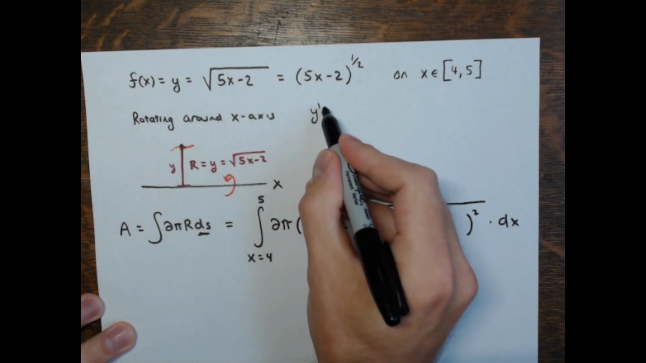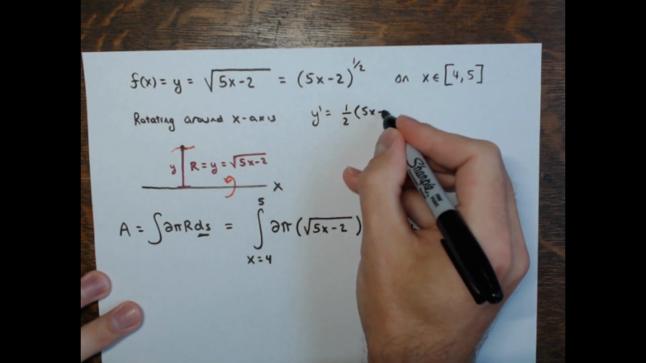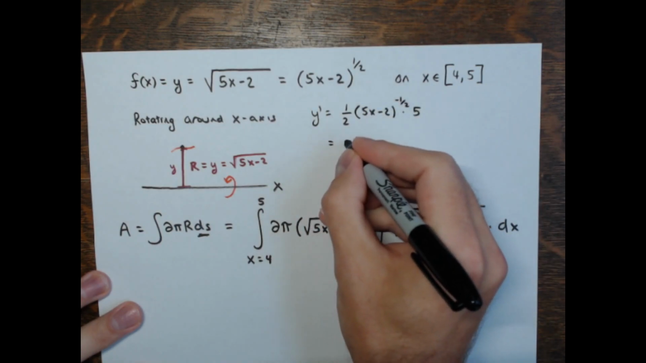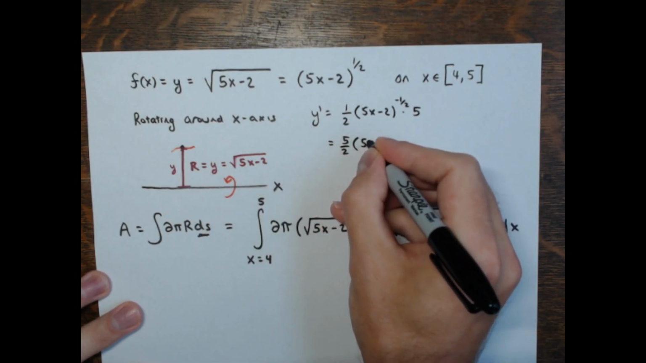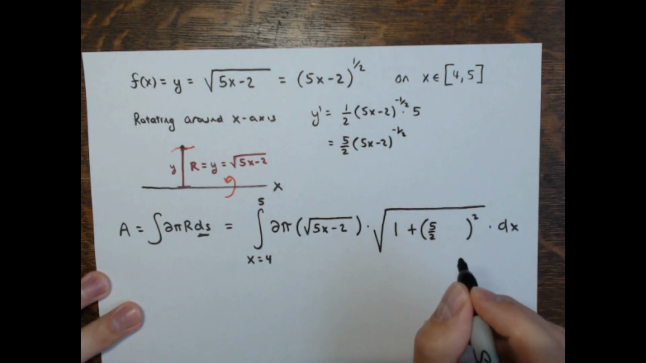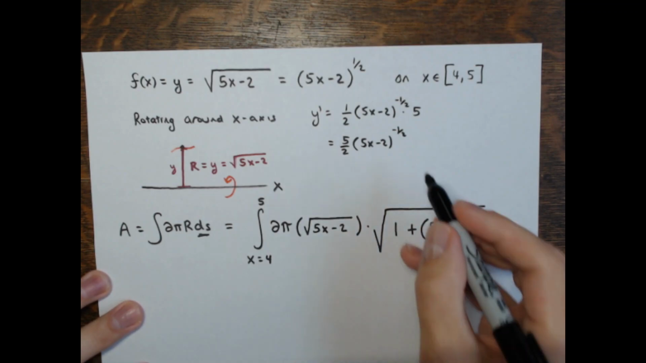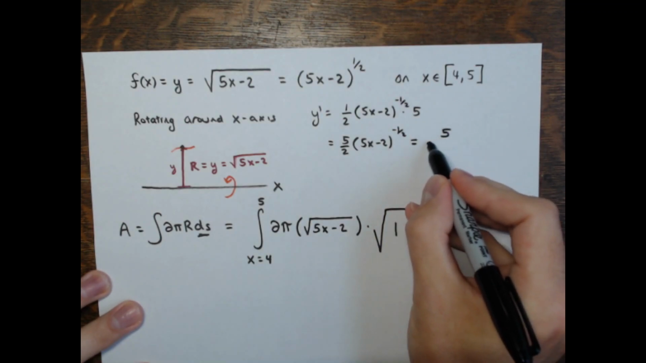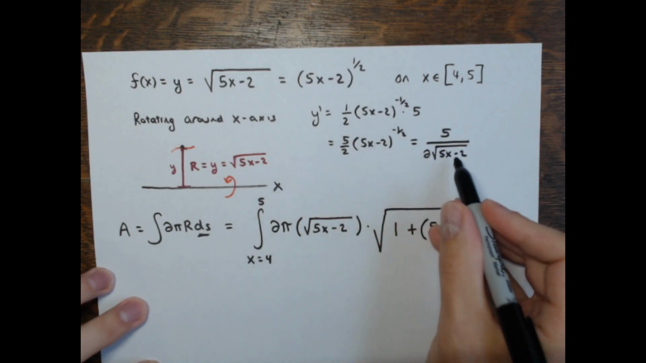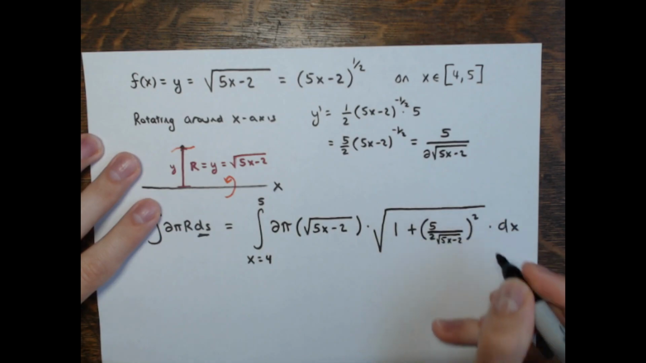Now I got y up here, right? We need y prime. That'd be 1 half times 5x minus 2 to the negative 1 half, and then times 5, right, for the chain rule. So that's 5 halves times 5x minus 2 to the negative 1 half, right? So I'm putting that in here, and just to save on some typing, let's simplify this a tad. Okay, so actually I'm going to write this as 5 over 2 times the square root of 5x minus 2, right? Because that's 5x minus 2 to the negative 1 half, or it'd be 1 over. So 5 over 2 times the square root of 5x minus 2, right? And this is being squared.